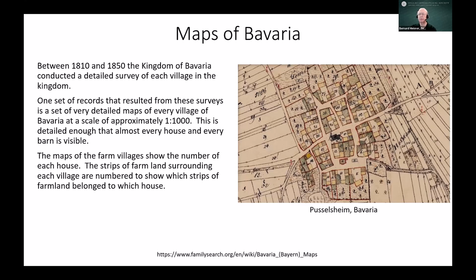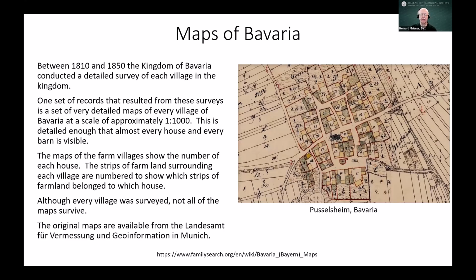And often when somebody was going to go and plow their field or something, the neighbors from the village would also come over and they communally all do that. And then the next day they maybe do somebody else's. But you can really zoom in. These maps are not online. Not all of them survive. And they are at the Landesamt for Vermessung and Geoinformation in Munich. So you can write to them and ask if they can send you a copy of your particular village.